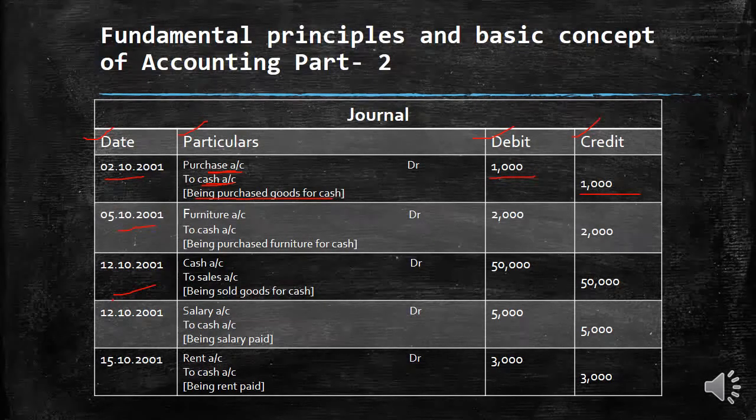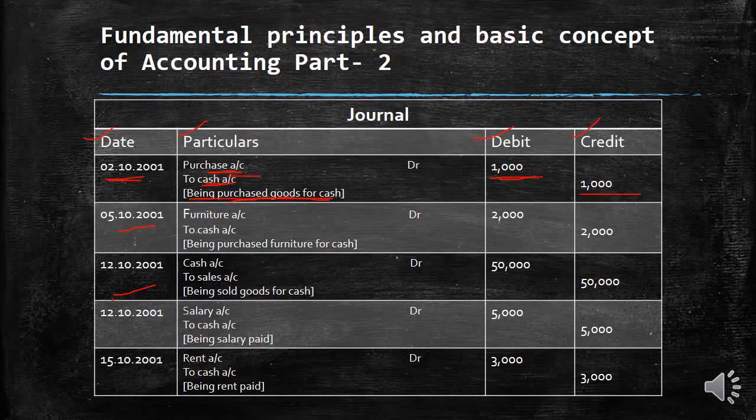Let's see the first transaction on 2nd October 2001. It says purchased goods for cash rupees 1000 on 2nd October 2001. So in the journal we can see that the date is mentioned, 2nd October 2001, and in particulars it is written purchase account debited to cash account. That means the goods we purchased are debited to purchase account in return for cash. So the cash is credited, and the narration is written: being purchased goods for cash. Narration starts with "being".